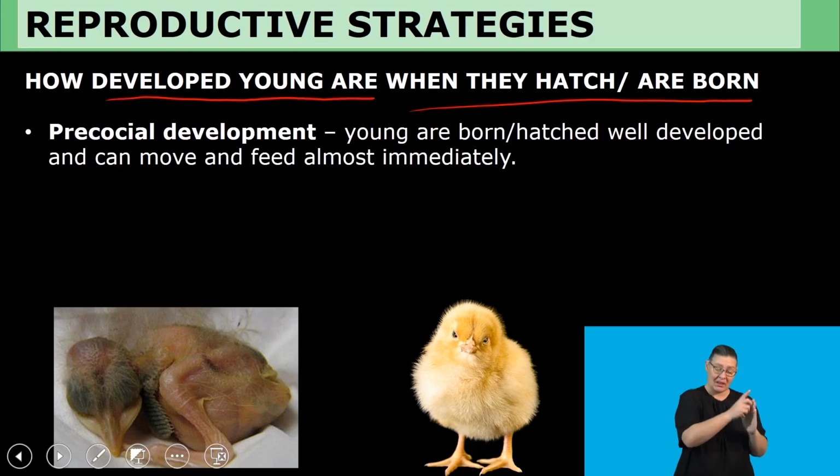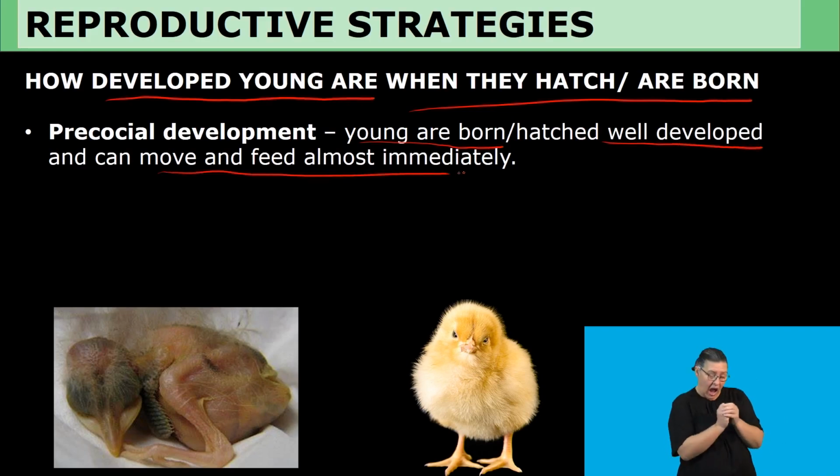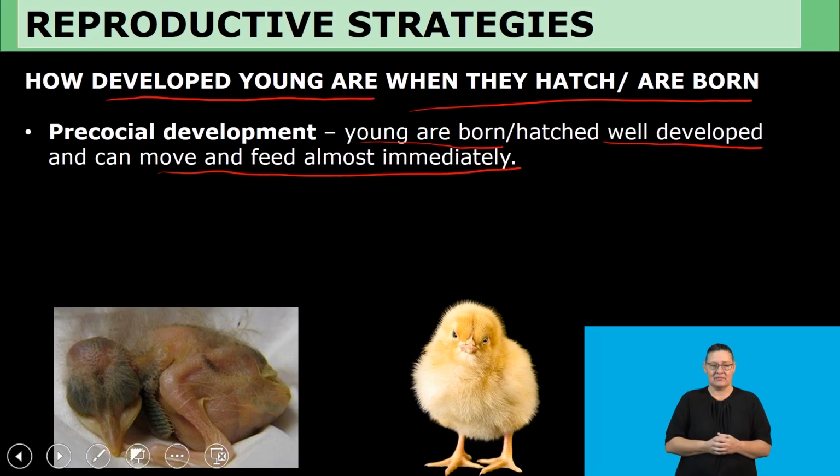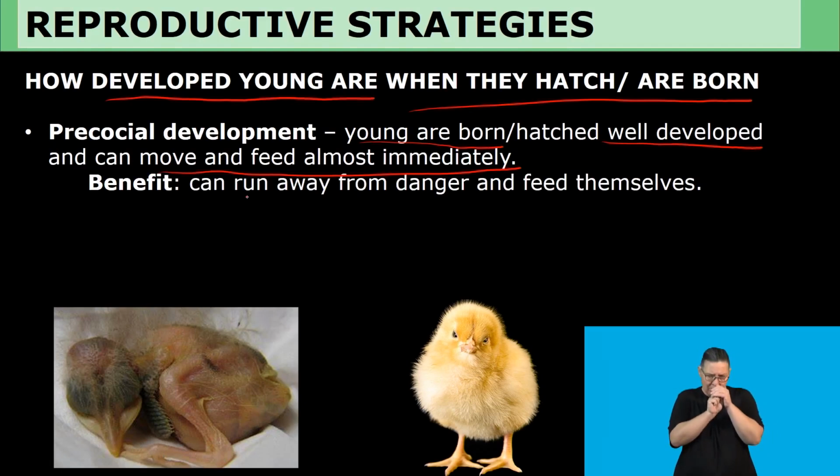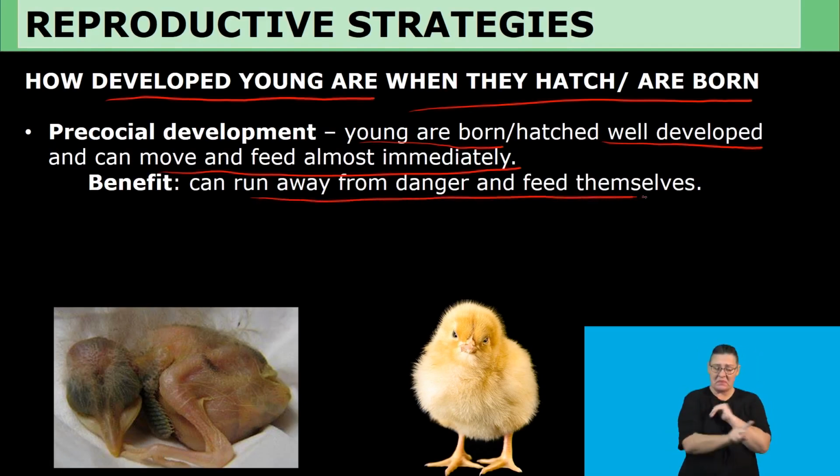Precocial development, young are born. Very important for you to remember, they are well developed and can move and feed almost immediately. This is precocial development. The benefit of this is that they are able to do what? They can run away from danger and feed themselves. Two advantages here. They can run away from danger, the predators that we mentioned earlier on, and they can also feed themselves.